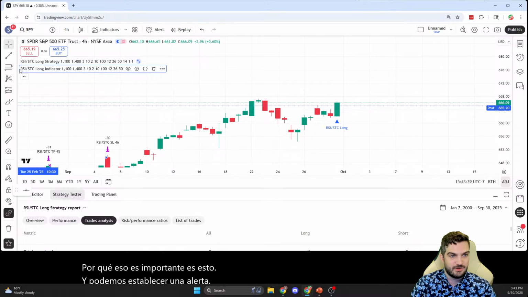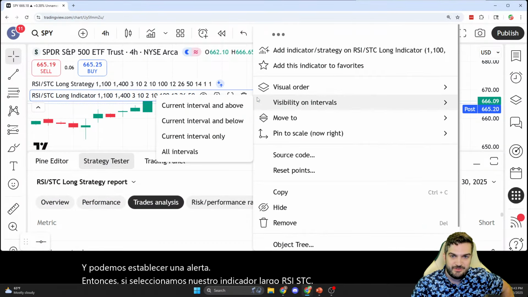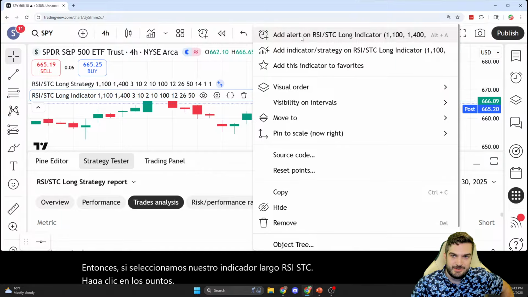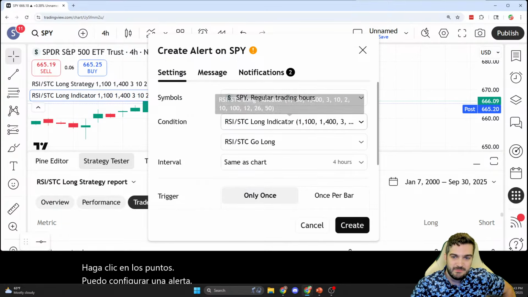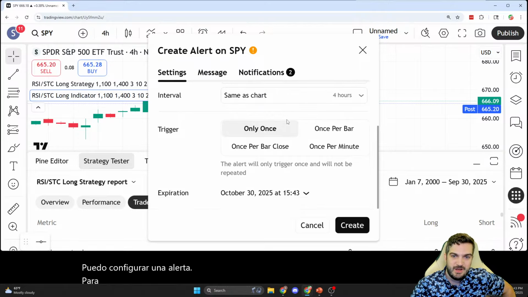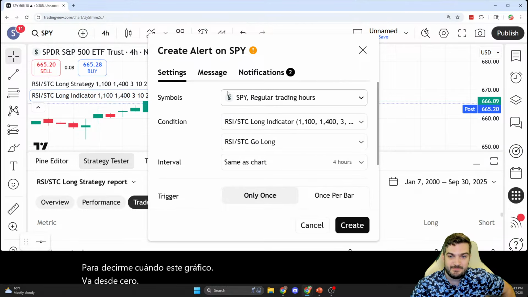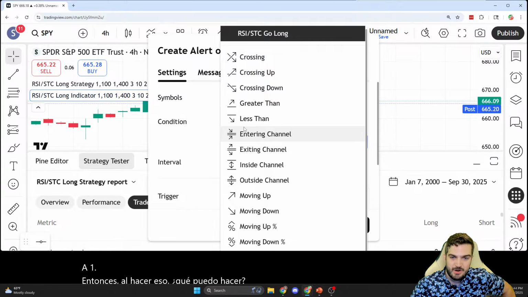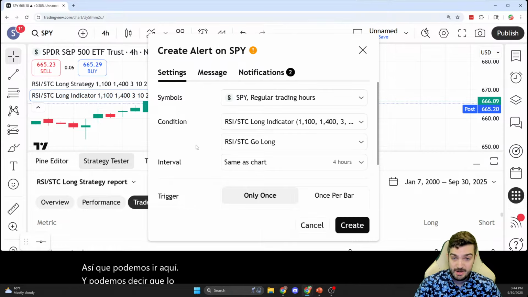So if we select our RSI STC long indicator, click the dots, add alert. I can set up an alert to tell me when this chart goes from 0 to 1. So by doing that, we can go here and set it to when it turns to 1. And by doing that, we have now set an alert.